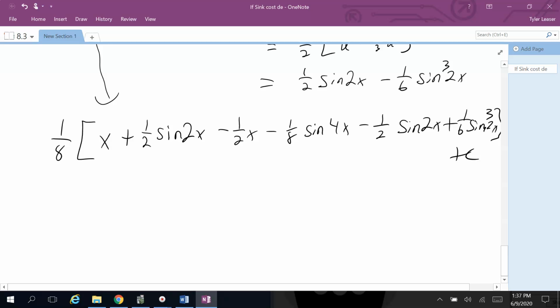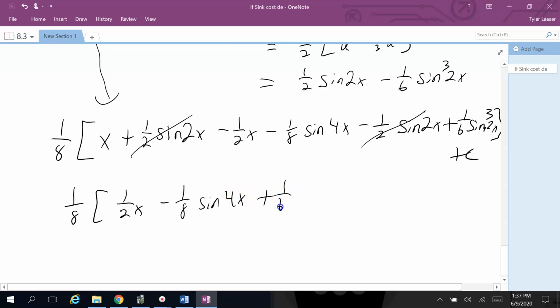So we can combine some like terms together here and see what we get. The x and the 1/2 x will combine together to just be a 1/2 x. We have a 1/2 sine x and a negative 1/2 sine x. Those two things just cancel each other out. We have a negative 1/8 sine of 4x. And we have a plus 1/6 sine cubed of 2x. I think that's everything. And that's as much as we can simplify.